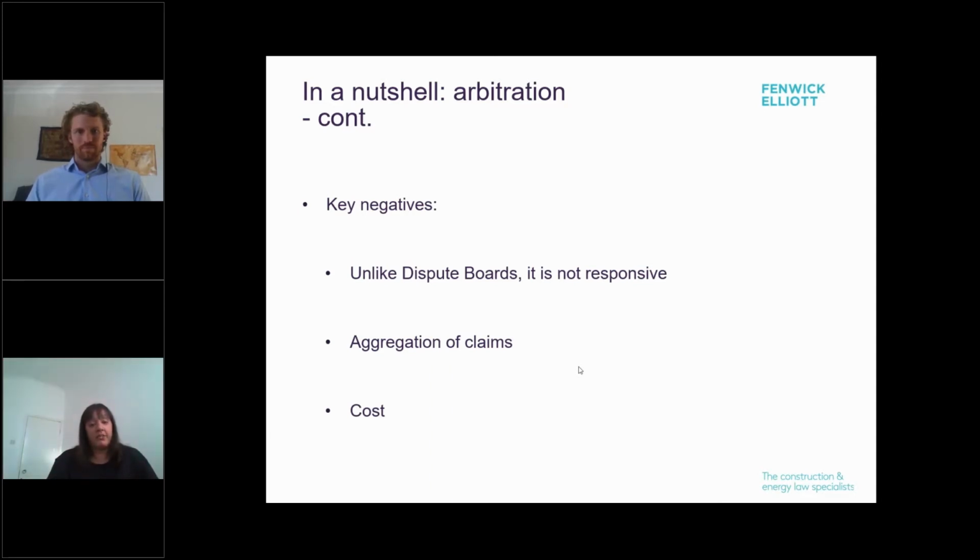Another issue is the aggregation of claims. The nature of the process often leads to the aggregation of claims to be dealt with together at the end of a project. This approach can often cause cash flow issues for contractors, which is something the introduction of DBs is designed to mitigate. And finally, cost again.